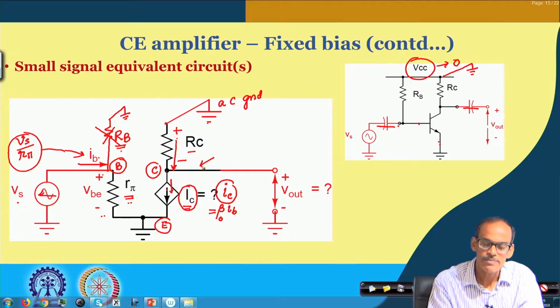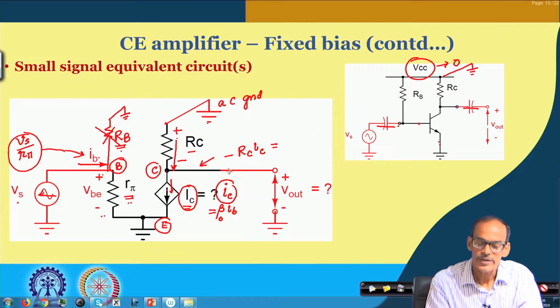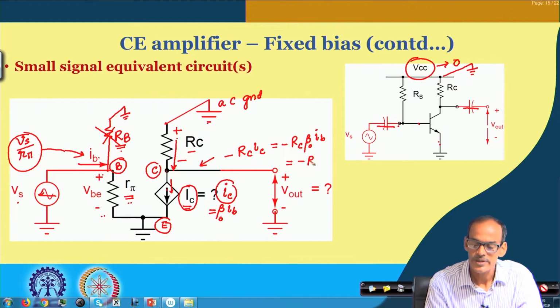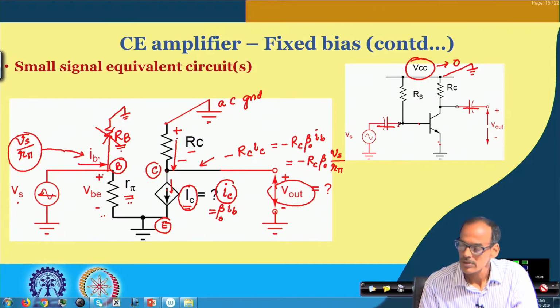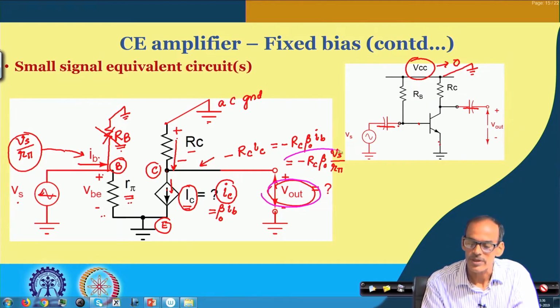So the voltage at this point is minus RC multiplied by IC, that is, minus RC into beta naught into IB. Further, IB is Vs divided by R pi. So that is what Vout is, and this Vout expression is given here.